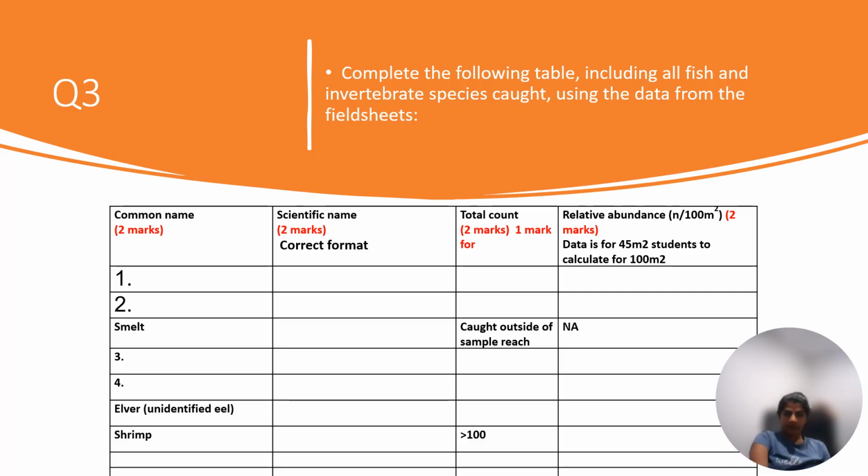So a common name for the fish, we didn't find smelt. For this question, only use the results for the first group of students, because when we were together we did results only for the first group who did it. So the results are for 15 meters by 3 meters. It's only for a 45 square meter reach.